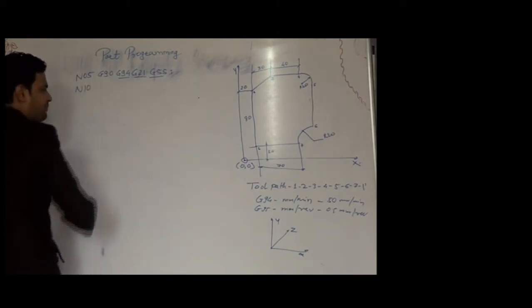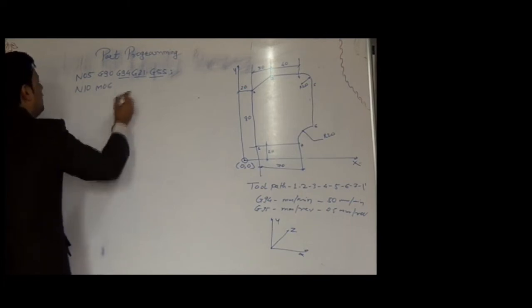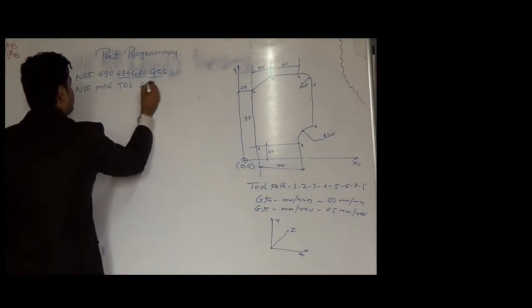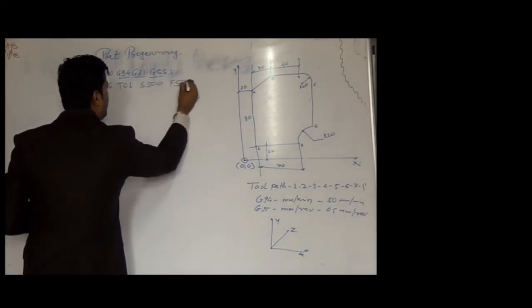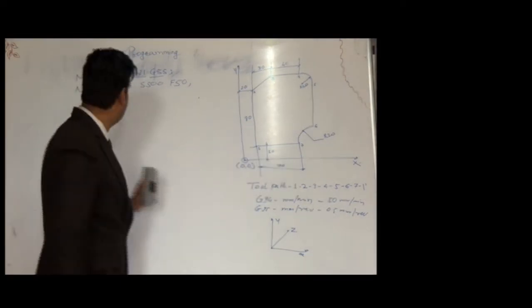Okay. The next line, N10, M06, T01, S500 and feed 50. That is in mm per minute.